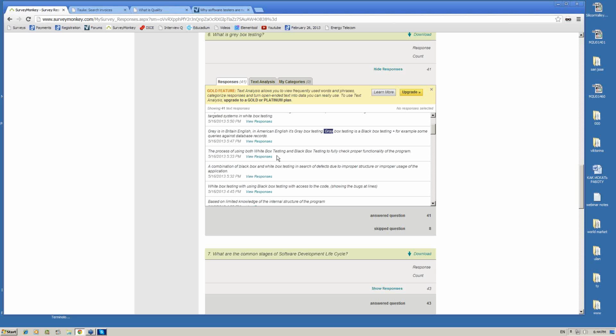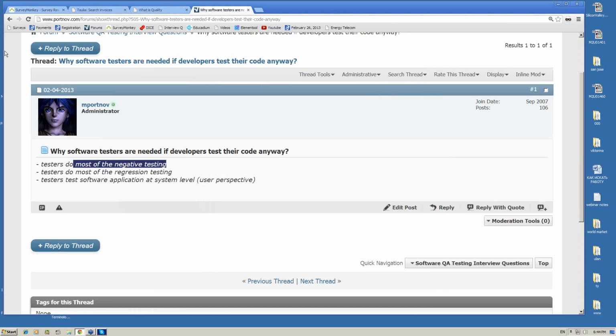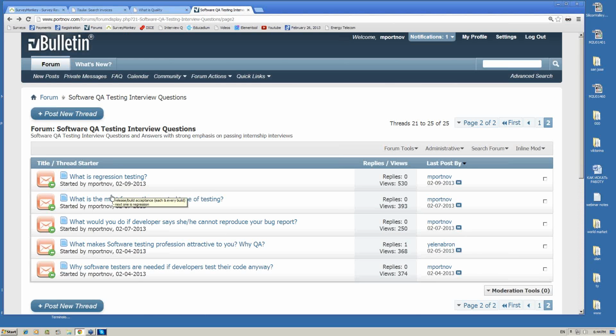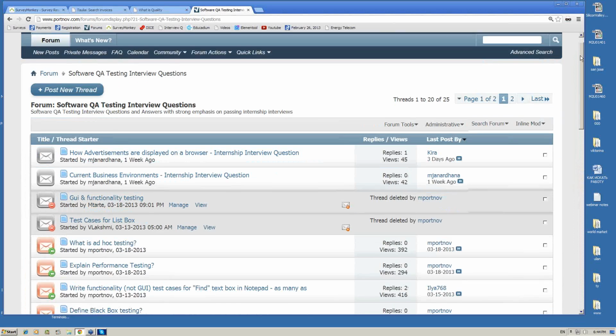So an example is good when you illustrate the idea, and you didn't express any idea. The process of using both white box and black box, no. Combination, no. White box with black box, no. Based on limited knowledge of the internal structure, it's true. Involves using tools. Guys, let me see if we have anything on our regression, if we have it on our forum. I'm not sure, we have so many of those.